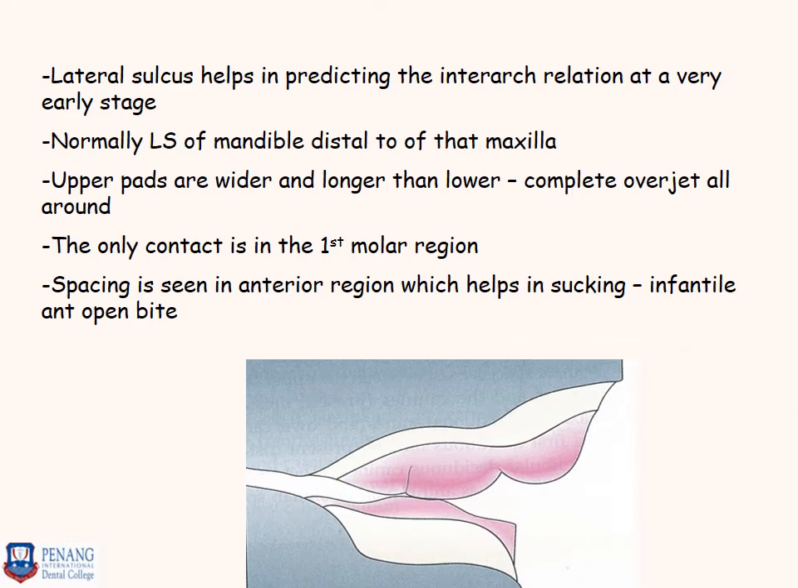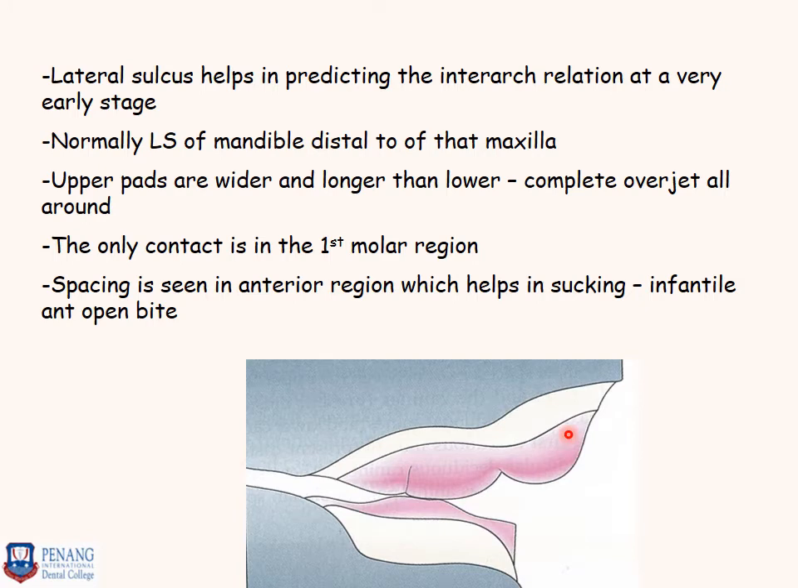So we have a lateral sulcus which helps in predicting the inter-arch space at a very early stage. Normally the lateral sulcus of the mandible, and here the lateral sulcus for the maxilla, these two are the gum pads in a closed position.